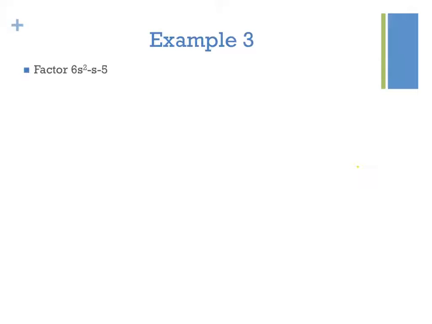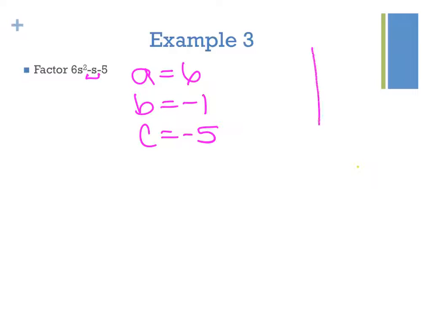All right, we're going to go through one last example together. This time we have 6s squared minus s minus 5. If we look at our a, b, and c values, our a value is 6, our b value is a negative 1, and our c is a negative 5. This is negative s, so we have a negative 1 in front of that s. So if I make my table of values and multiply a and c, a times c gives me a negative 30. And b is negative 1. So I'm looking for all the numbers that multiply to be negative 30, and I'm looking for a magic pair that adds up to be negative 1.